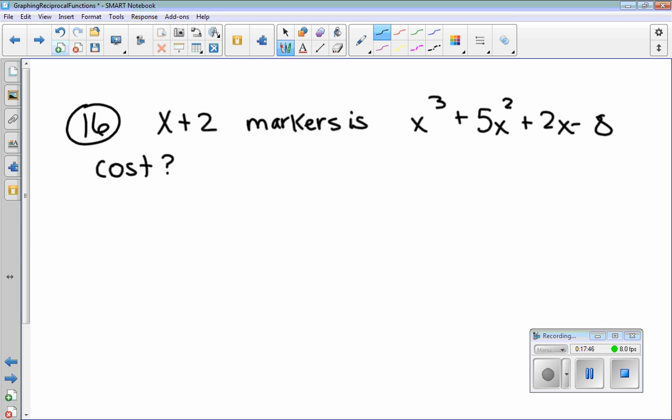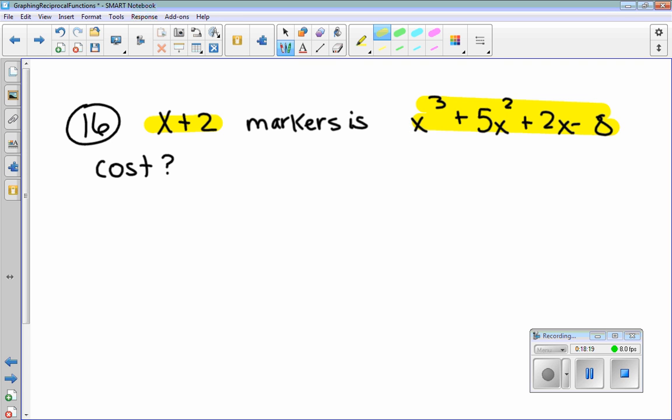Even if you didn't care about the word marker, what operation do you think we're going to do with these problems? If I look at my answer choices, they look like x squared plus 3x minus 4, x squared minus 3x minus 4, etc. What do you think I'm going to do if I have x plus 2 and I have this? And my answer choices all have degree 2. The highest power is 2. What do you think we should do to get my answer?